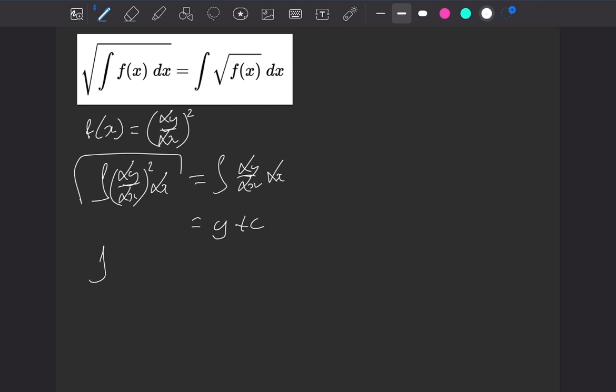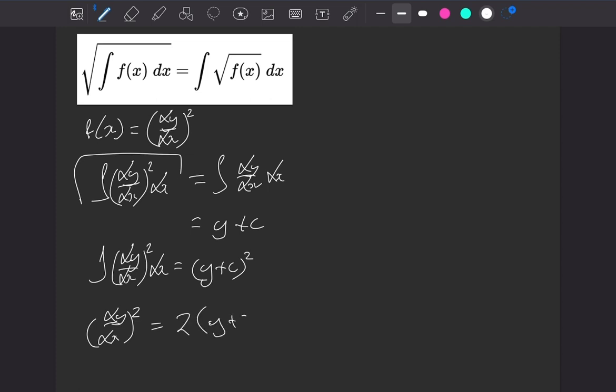So we're going to have the integral of (dy/dx) squared with respect to x is equal to (y plus c) all squared. And now we will differentiate both sides. So the left, we're going to have our (dy/dx) squared. And on the right then, we'll get 2 lots of (y plus c), times the differential of the bracket, so dy/dx.